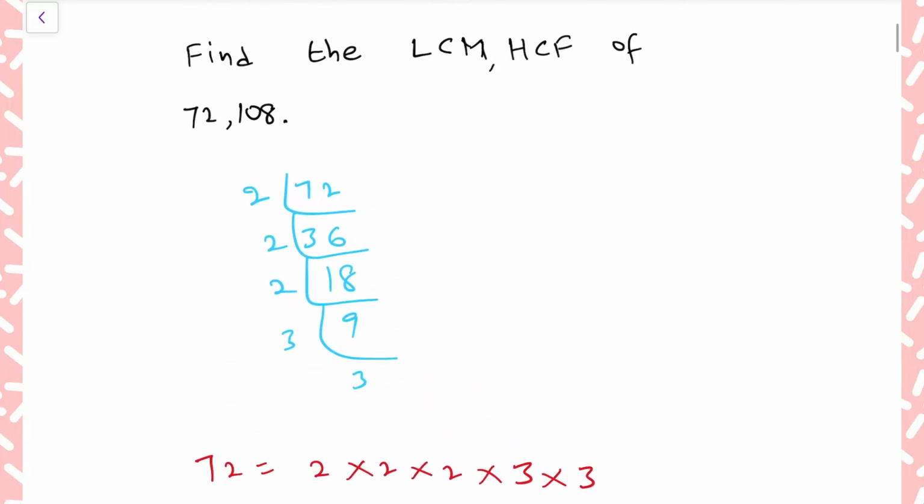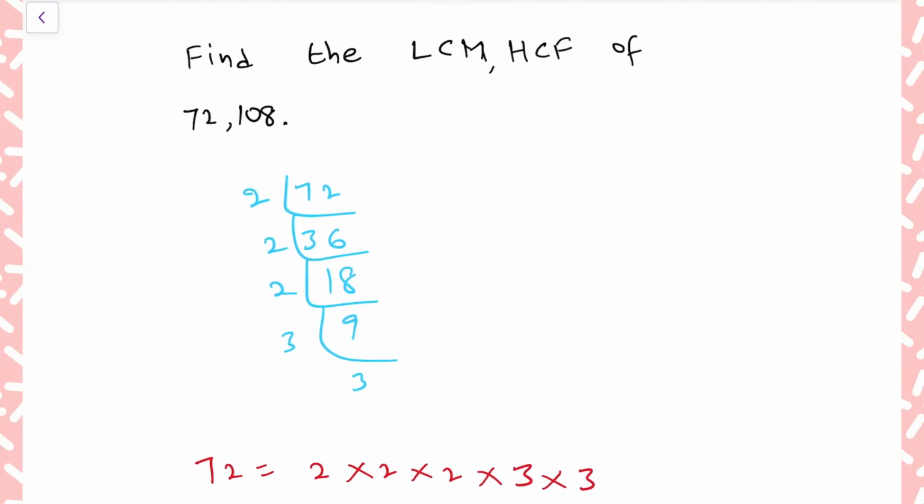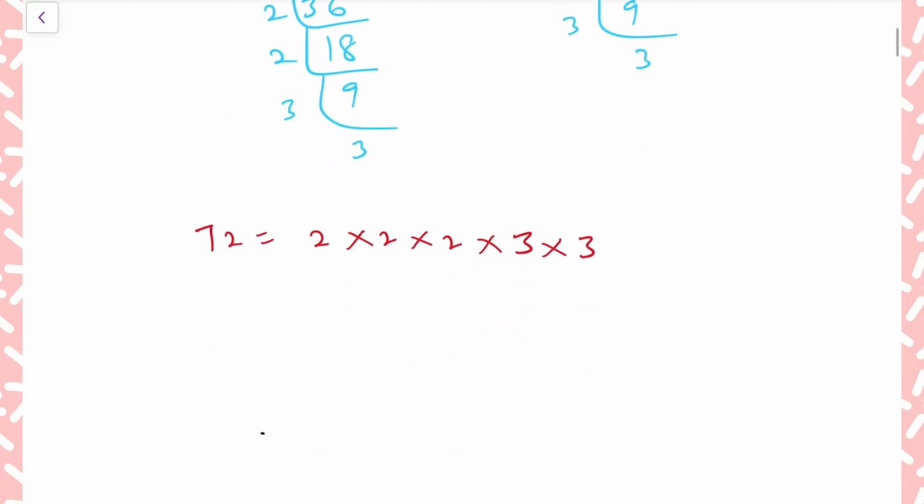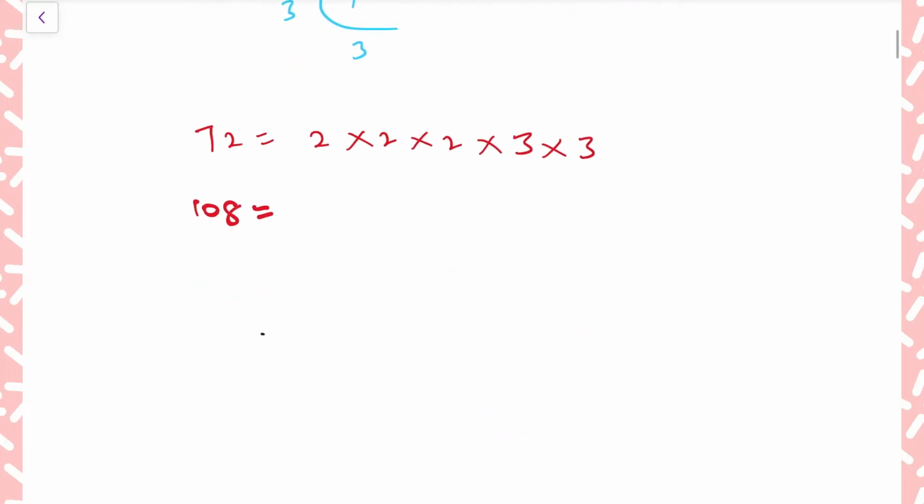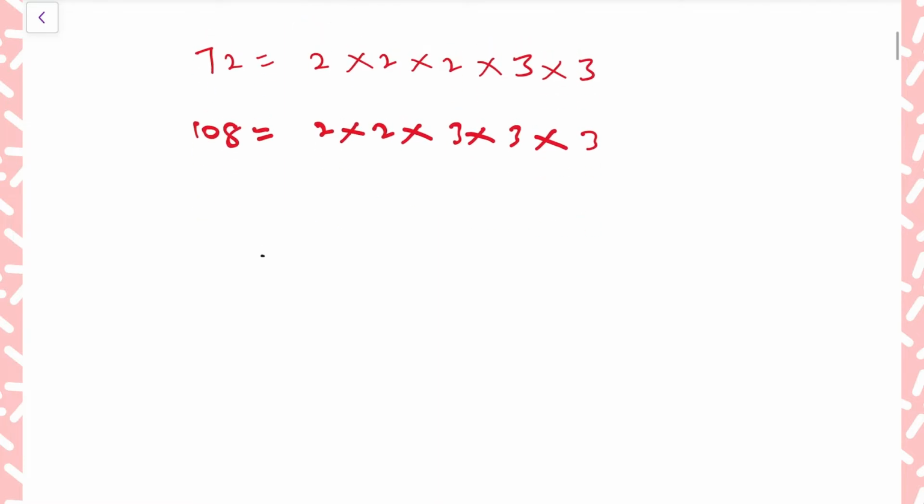The same way let us do prime factorization for the number 108. 108 will come in 2 table. 2 54s are, 2 27s are, 3 9s are, 3 3s are. So 108 equals 2 into 2 into 3 into 3 into 3. So now prime factorization is completed.